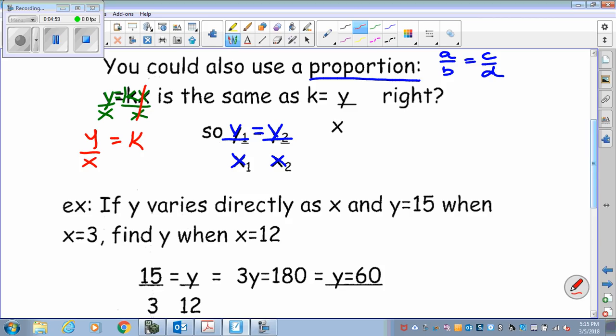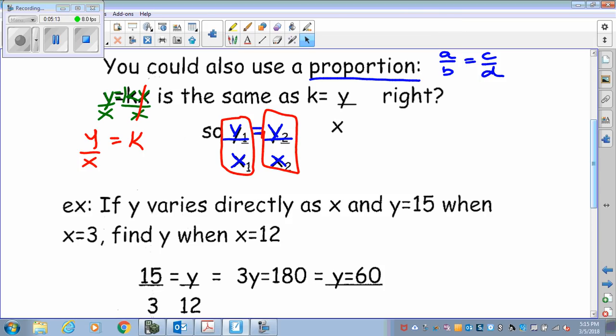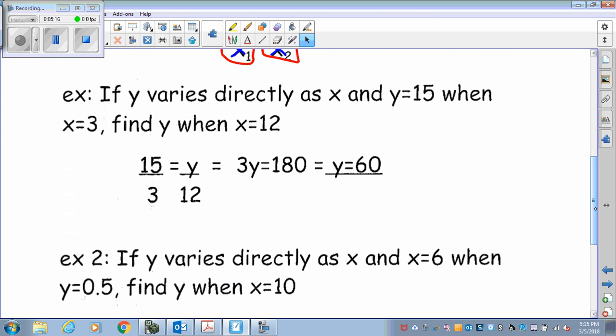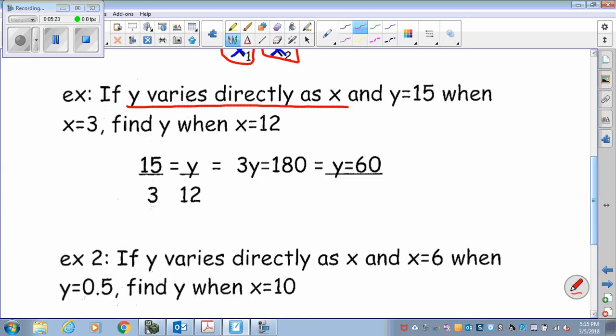So if it's a constant number, then these will be equal for all values of y and x in my points that vary directly. So we'll solve the problem this way. If y varies directly with x, and I've got these different values: y is equal to 15 when x equals 3, so those go together, and then find y when x equals 12. So the 15 and the 3 go together. That would be this first rate. A direct variation is like a rate.